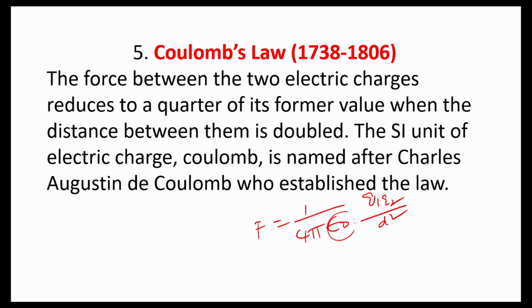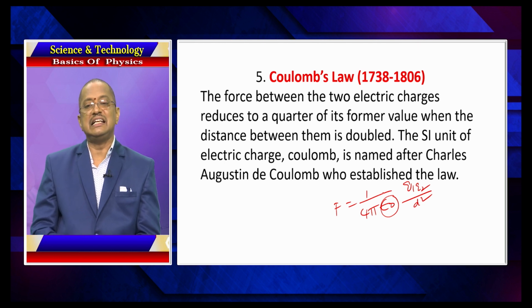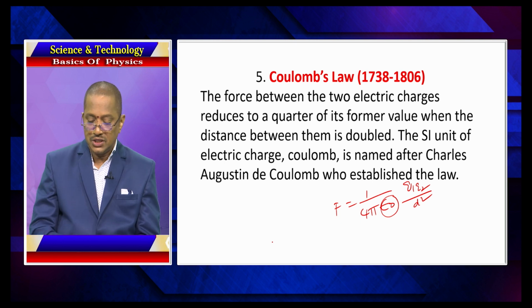Here epsilon naught we call the permittivity, Q1 and Q2 are the charges, and d is the distance between the charges. The unit for charge is Coulomb. So, this is the force between two electrical charges Q1 and Q2.